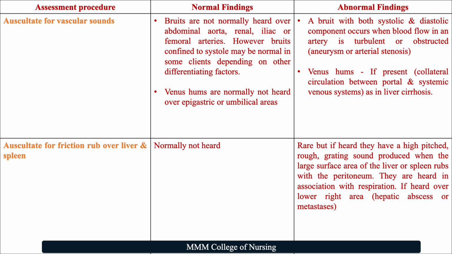Auscultate for friction rub over liver and spleen. Normally it's not heard, whereas rarely, if heard, they might have a high-pitched rough grating sound produced when the large surface area of the liver or spleen rubs with the peritoneum. They are heard in association with respiration. If heard over the lower right area, it can be suggestive of hepatic abscess or metastasis.